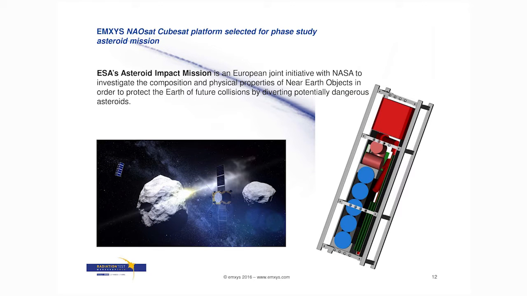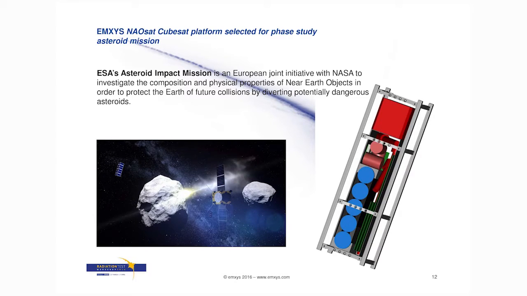Another mission that we are preparing, we are participating in a Phase A mission with the European Space Agency to send a CubeSat to one asteroid. The mission will send an impactor to the asteroid and will try to divert the orbit of the asteroid a little bit, to study what happens if we are able to alter the orbit of the asteroid.